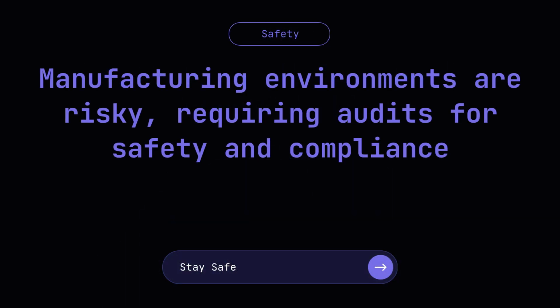Manufacturing environments are inherently risky. Workers operate machinery, manage materials, and execute rapid processes. Even minor oversights can result in significant accidents. Regular audits are crucial for identifying hidden dangers and ensuring compliance with safety laws. They foster a safety culture, help reduce costs, and prevent injuries through proactive measures.